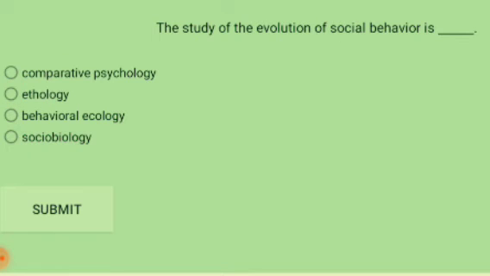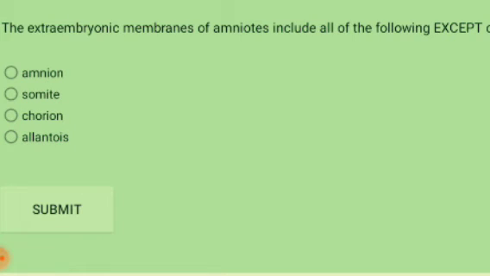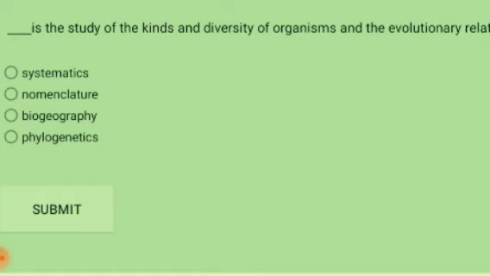The study of evolution of social behavior is option A comparative psychology, B ethology, C behavioral ecology, D sociobiology. So it's actually option D. The extra-embryonic membranes of amniotes include all of the following except one. Select that exception. Option A amnion, B somite, C chorion, D allantois. So it's actually somite. That is not an extra-embryonic membrane.